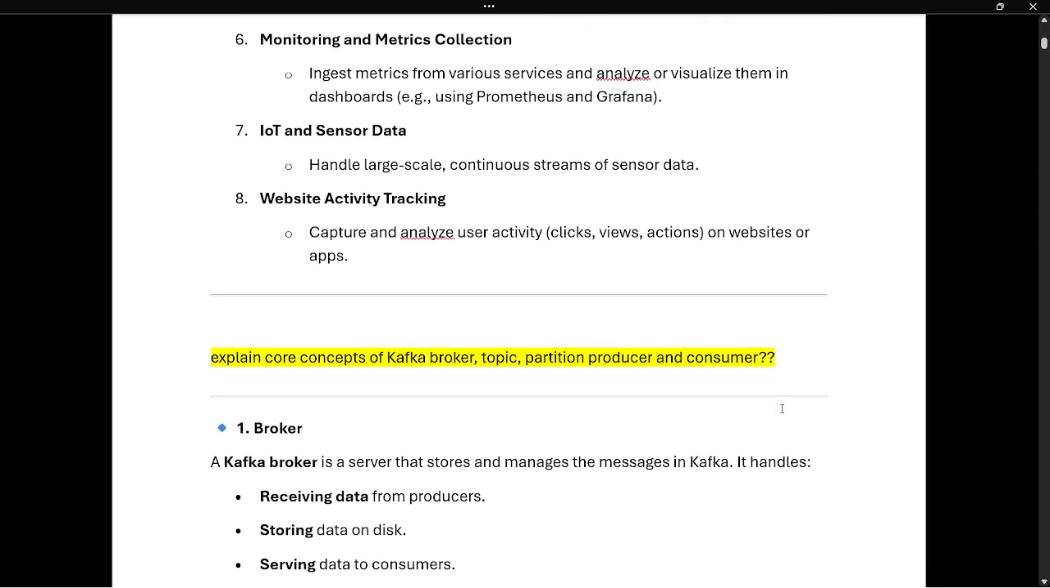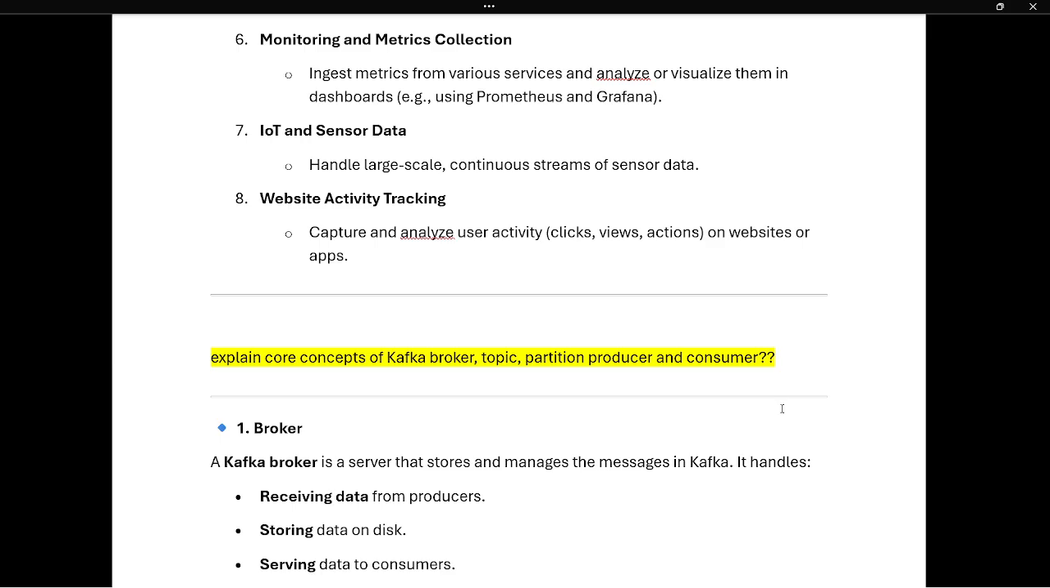Then the second question is: explain the core concepts of Kafka. What is a Kafka broker? What is a topic? What are partitions, producer and consumer, and many more. Okay, so let us start with the broker. A Kafka broker is nothing but a server.